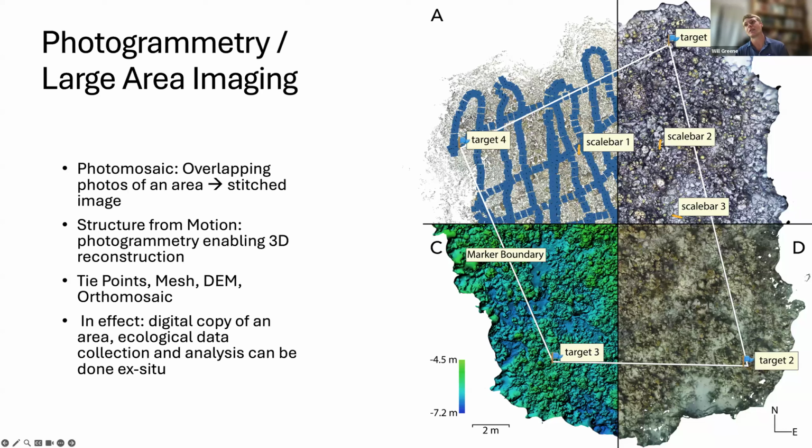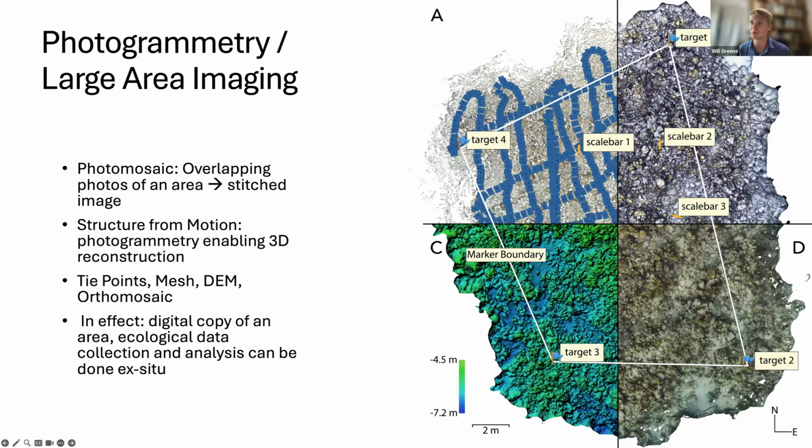The term that many folks may have heard is the photomosaic. A photomosaic is collecting overlapping images of an area that you can then stitch together into a synthetic image that covers an area that you couldn't possibly capture in just a single frame. That's why the term large area imaging is particularly applicable to this. But a lot of folks also just call it, as a blanket term, photogrammetry.